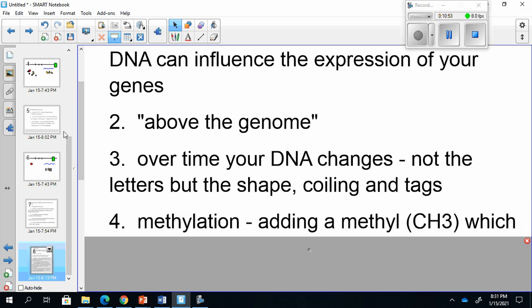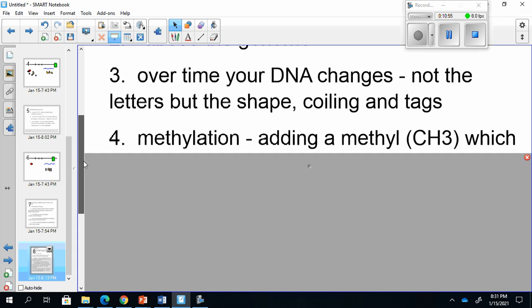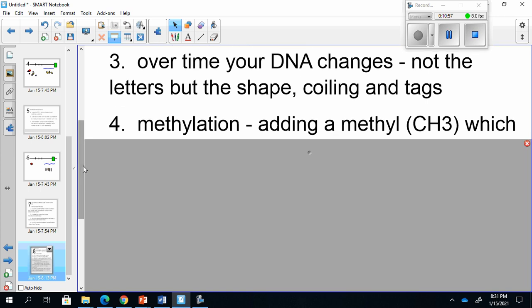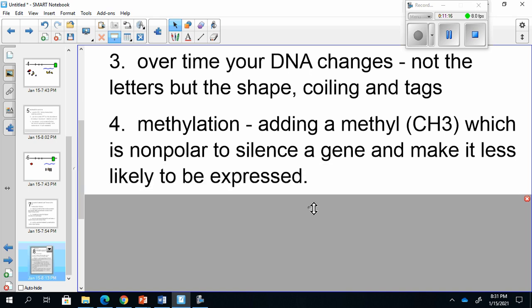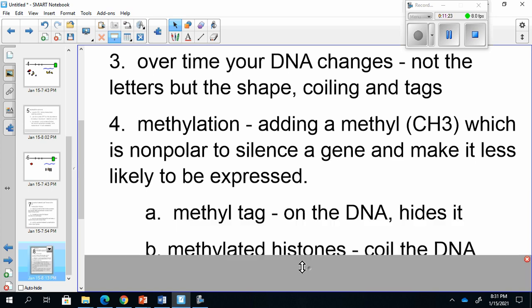So one of the very, very key words of epigenetics is the word methylation. Way back in biochemistry, you learned that a methyl is CH3. There is nothing polar about CH3. It's a nonpolar molecule. When you add a nonpolar molecule to something, it silences it because it is very hydrophobic. So it tends to hide the gene. If you put a methyl tag on DNA, you're going to hide it. You're going to make it not likely to be expressed.